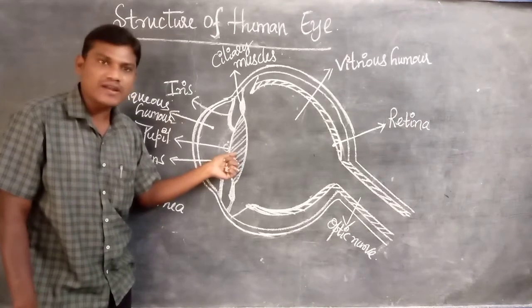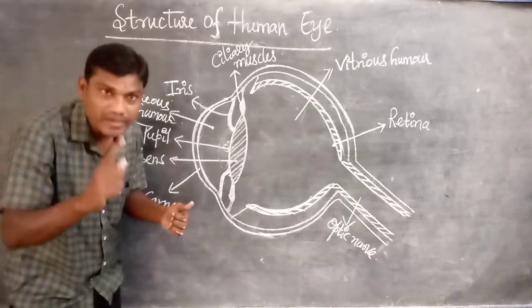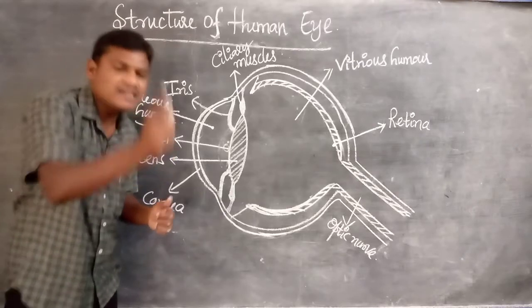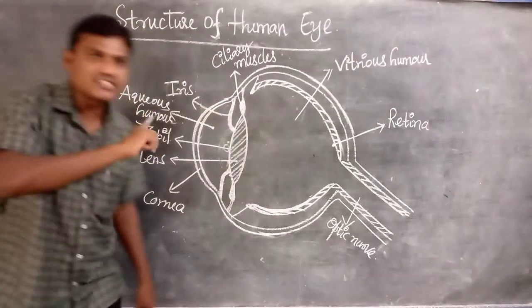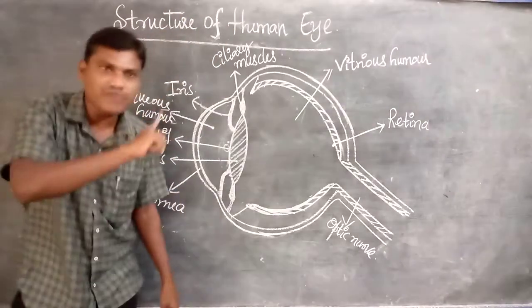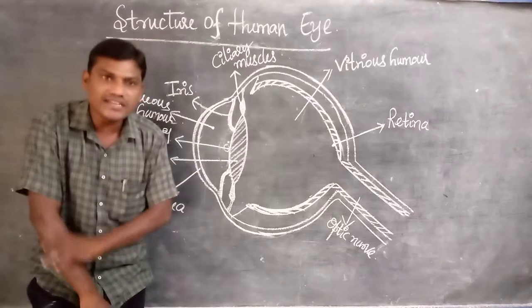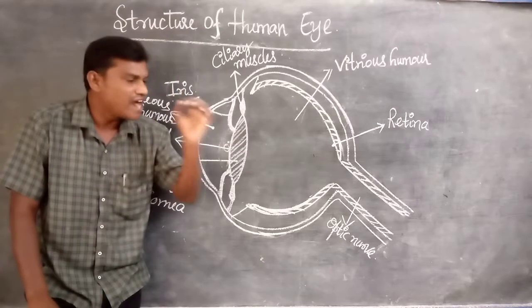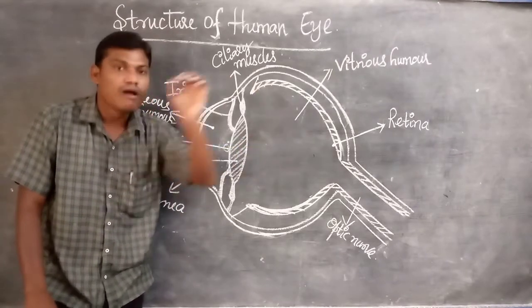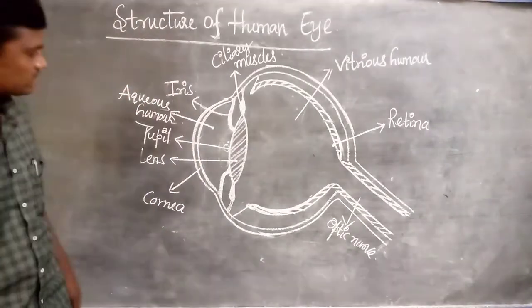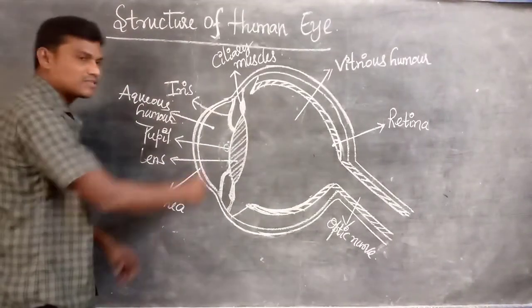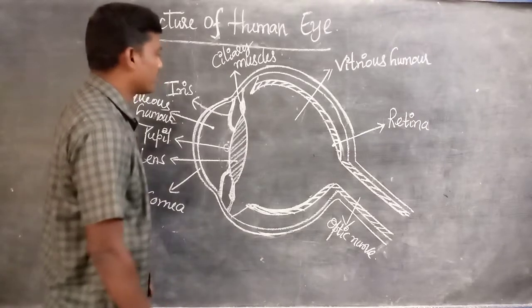Then what will happen? Our eye always forms a real and inverted image on the retina. Listen very carefully: our eye does not form a virtual image. It always forms the real image only. Real is always inverted. A real and inverted image will be formed on the retina wherever the position of the object. I will explain about that later in this video.